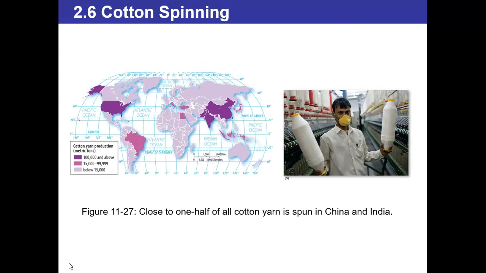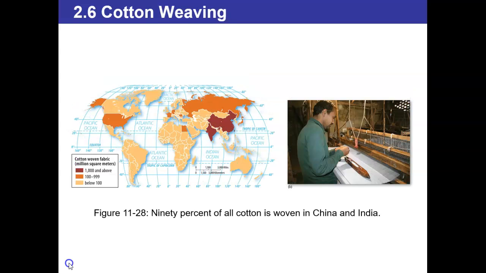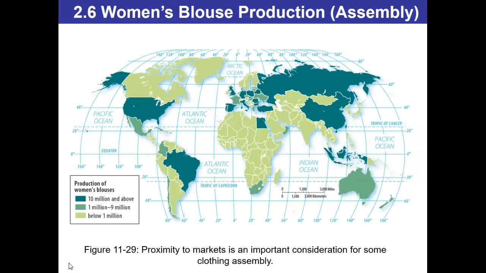Figure 11-27 shows cotton spinning, and nearly half of the world's cotton yarn is spun in China and India. In figure 11-28, you can see in the map that 90% of all cotton is woven in China and India. Looking at figure 11-29, we can see that proximity to markets is a very important consideration for clothing assembly.